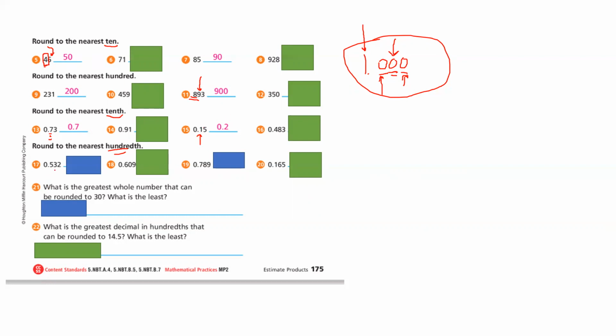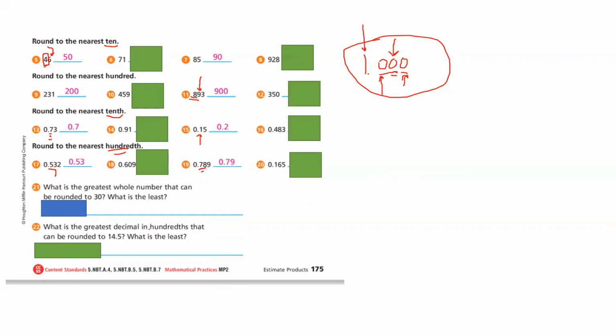So rounding to the nearest hundredths place, is it closer to 53 or 54? Well, that one's closer to 53 hundredths. Is this closer to 78 or 79 hundredths? This is closer to 79 hundredths.